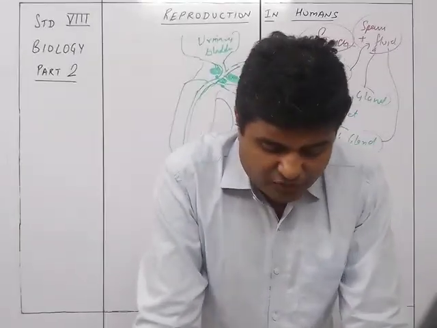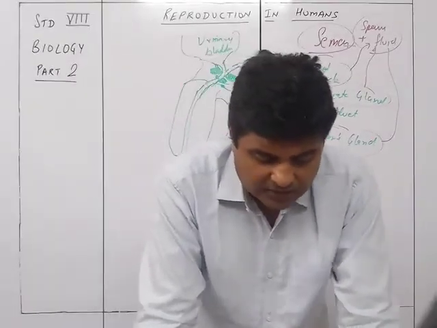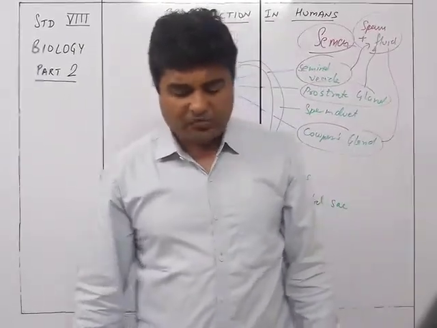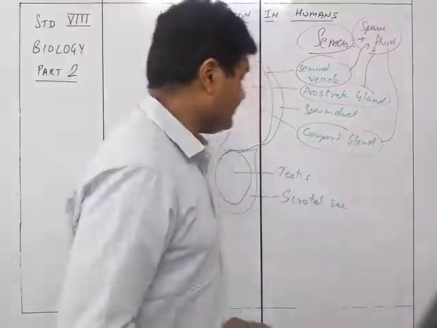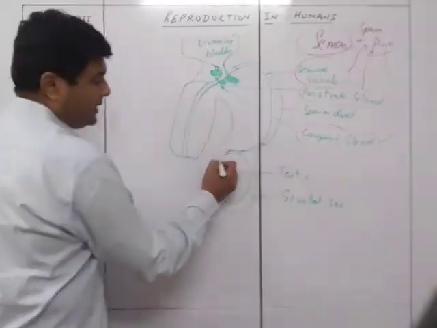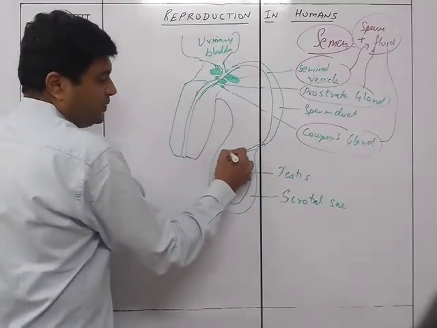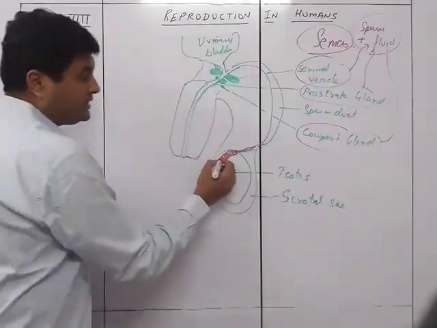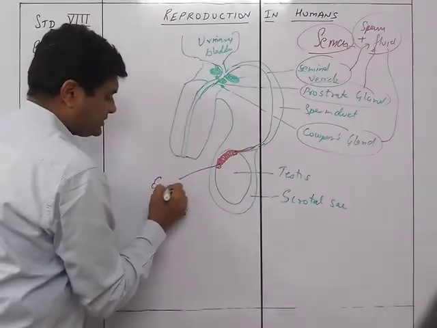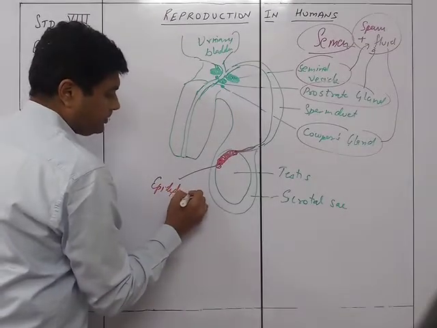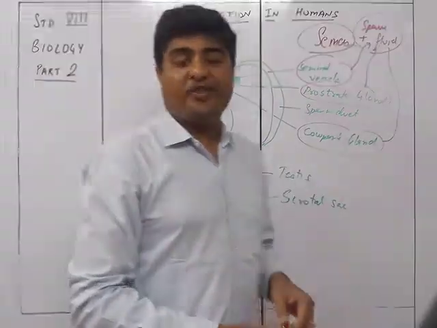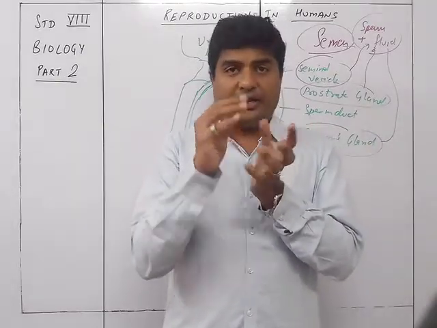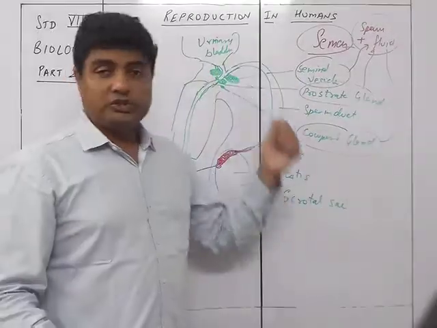The testes consist of a mass of sperm producing tubes. These tubes join to form ducts leading to the highly coiled epididymis found on the upper side of the testes. So if I see a testes, there will be a coiled thing like this on top of the testes, and then there will be a tube coming out, which will be the sperm duct. This part over here is the epididymis. So the epididymis is the area wherein the sperms are first collected and stored for maturity, and then passed through the sperm duct.